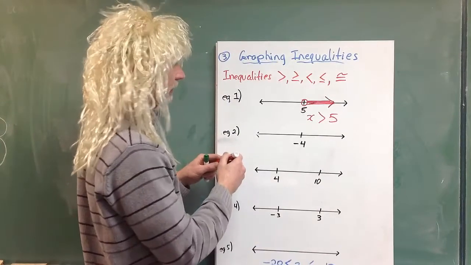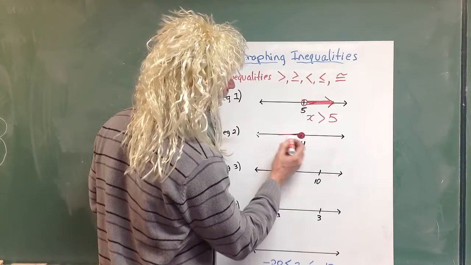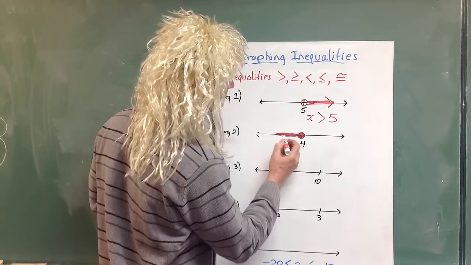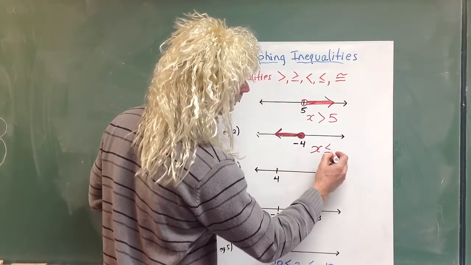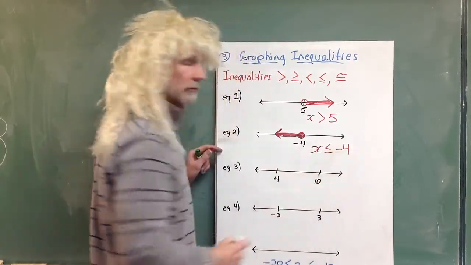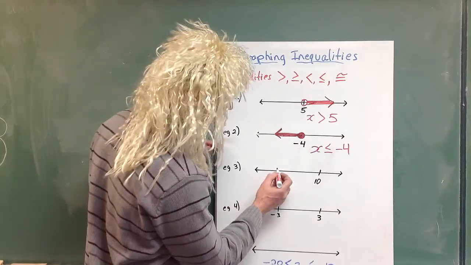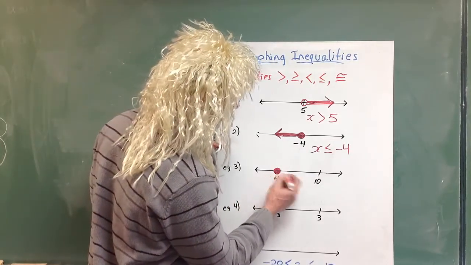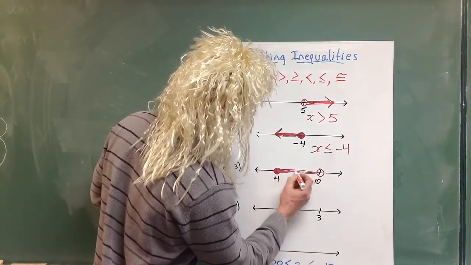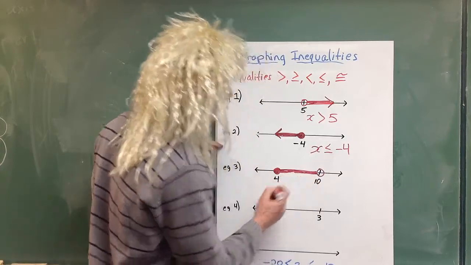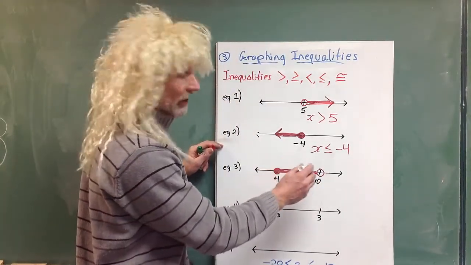Done. Let's say this one was a solid dot. That means it could equal -4, or anything less than -4. So we would show that by x is less than or equal to -4. See the difference? Now let's say this one was a solid dot, and this was a hollow dot, and it was all the values in between. So now x is going to be between 4 and 10, including 4, but not including 10.